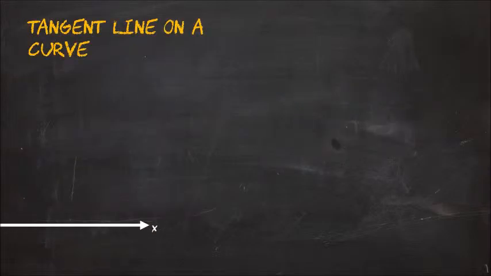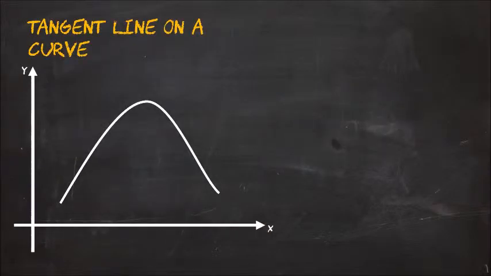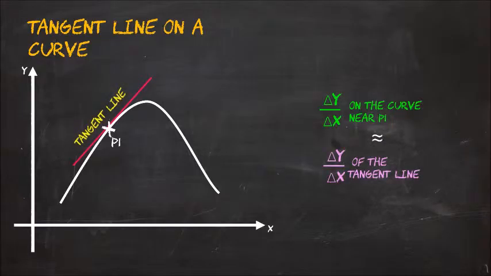However, for curves which are not straight lines, the situation will be different. If the curve is smooth, then at a fixed point P1, the gradient of the curve at B1 is approximately equal to the gradient of a tangent line, which is the basis of differential calculus.